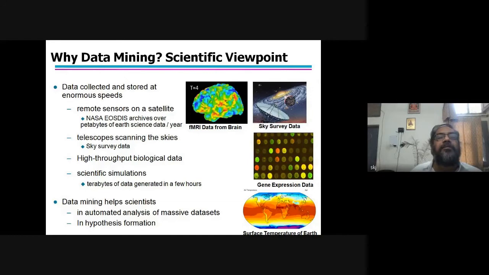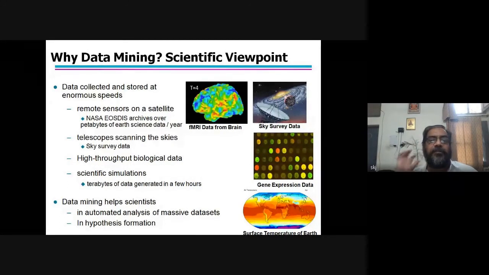So data is collected and stored at enormous speeds. Remote sensor data, satellite images. NASA archives petabytes of Earth science data per year. Telescope scanning of skies, sky survey data. Similarly, high throughput biological data, scientific simulation data. So data mining helps scientists in automated analysis of massive data sets and in forming hypotheses. So such and such kind of knowledge is possible.